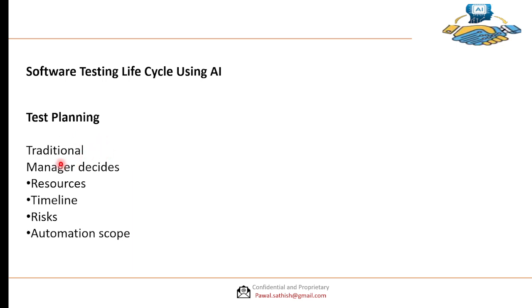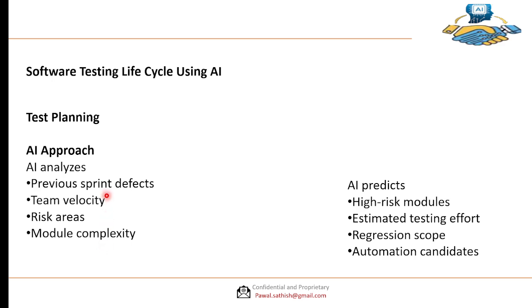Now we'll see the traditional approach first. In the traditional approach, the manager decides the resources, timeline, risk, and automation scope. But if we are using AI, AI analyzes the previous sprint defects, team velocity, risk areas, and module complexity. AI predicts high-risk modules, estimated testing effort, regression scope, and automation candidates. Now, if you see, it changed the pattern a little bit, but the stages remain the same. The verification speed and the execution speed are gradually increased.